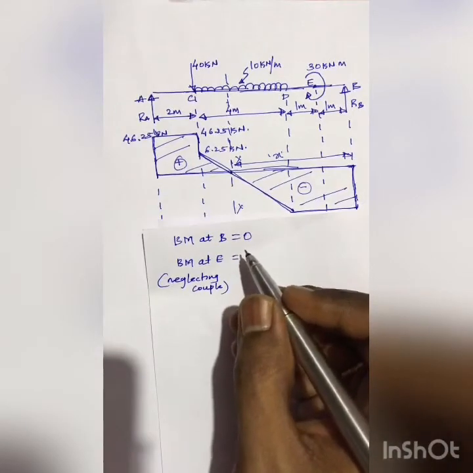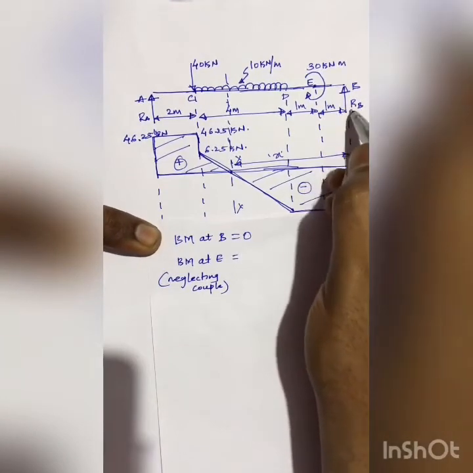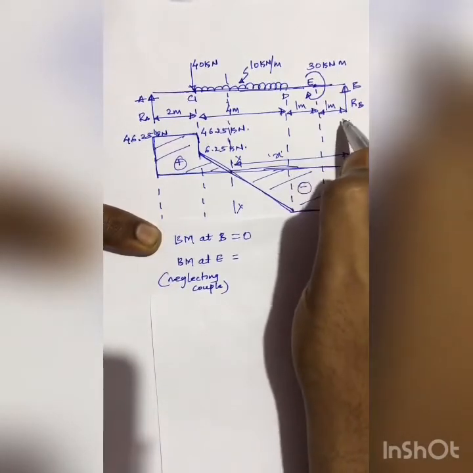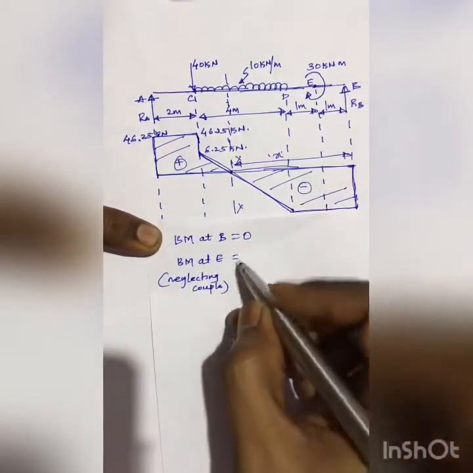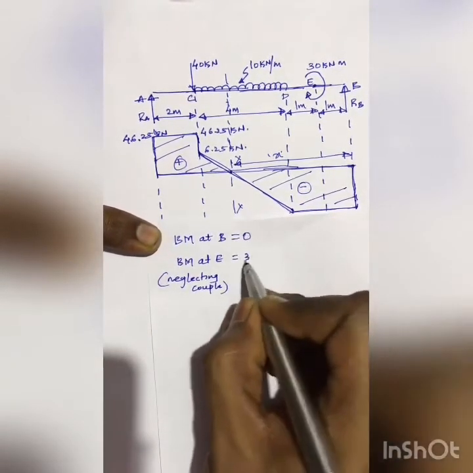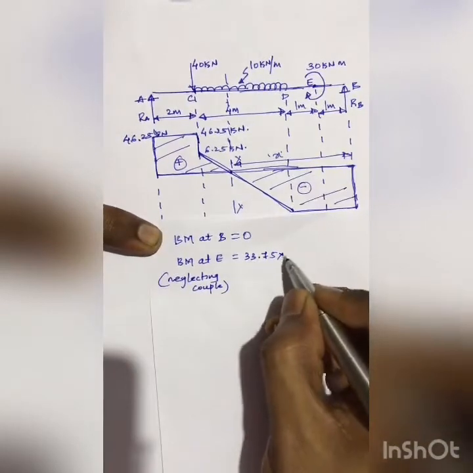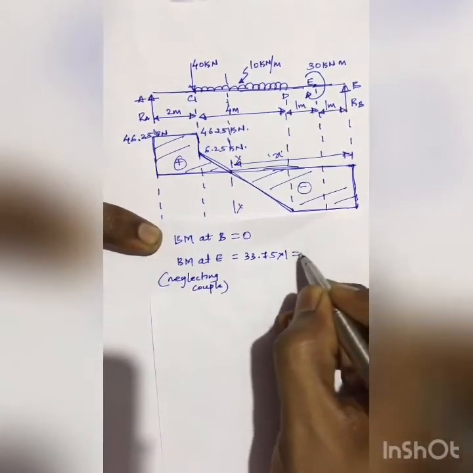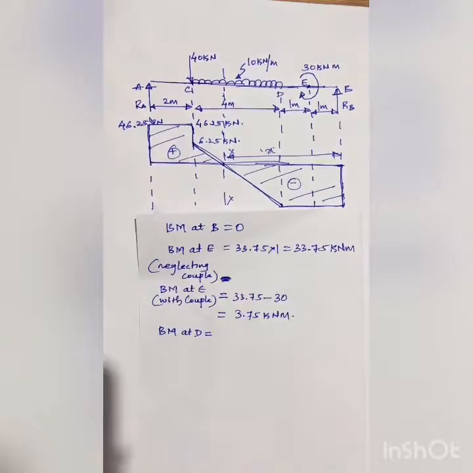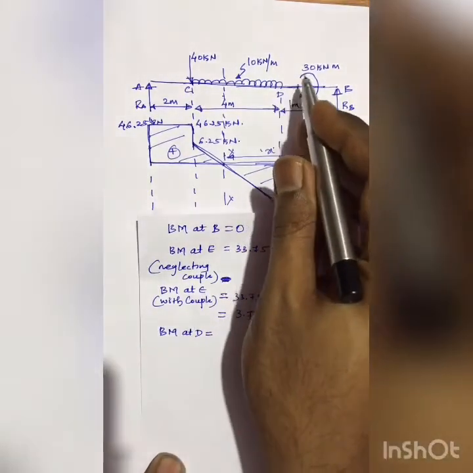So by neglecting the couple, what I get for bending moment here is RB into 1, and RB, since it's creating anti-clockwise moment, it is positive, and I know the value of RB. So how much is it? RB is 33.75 into the distance from point E, it is 1 meter, so it becomes 33.75 kilonewton meter.